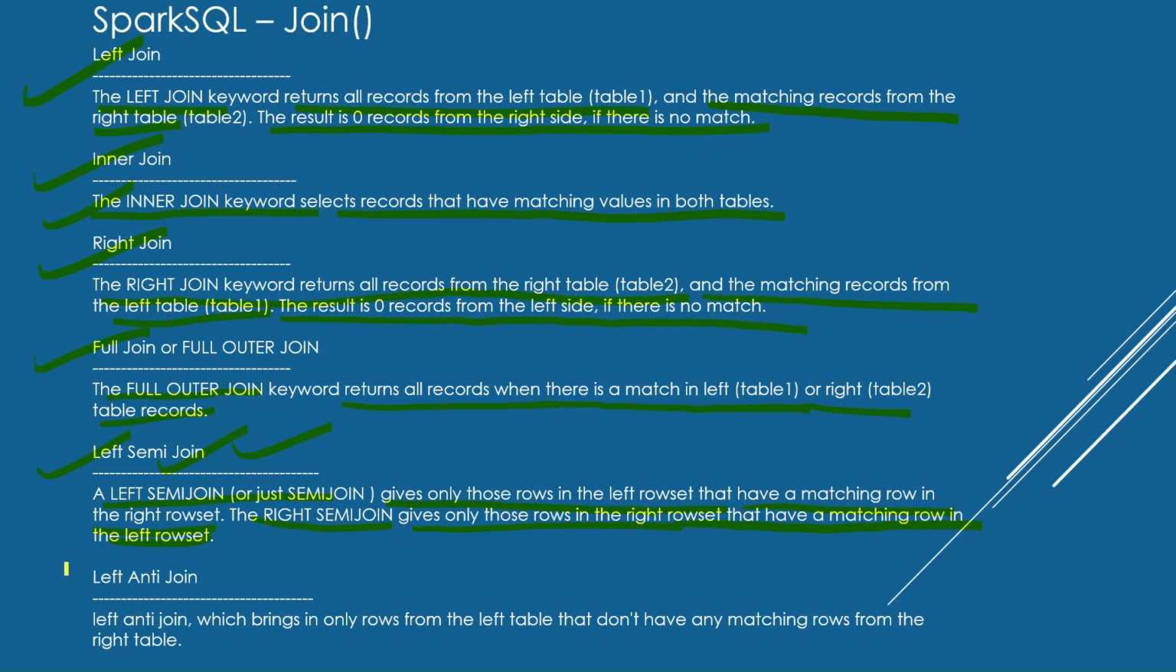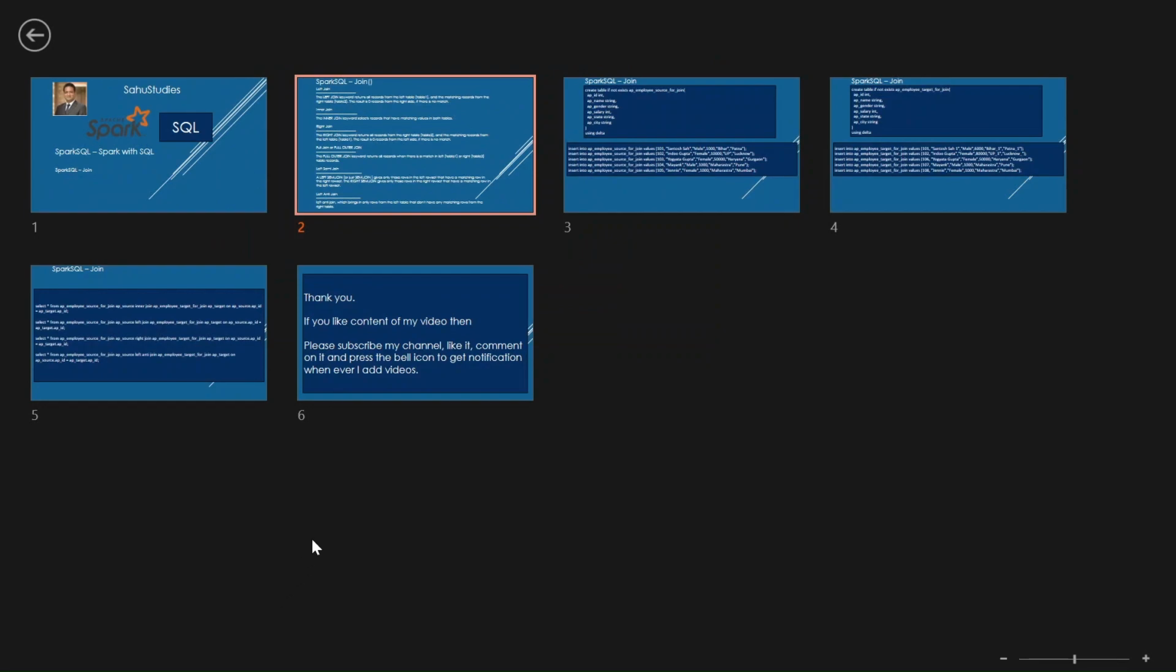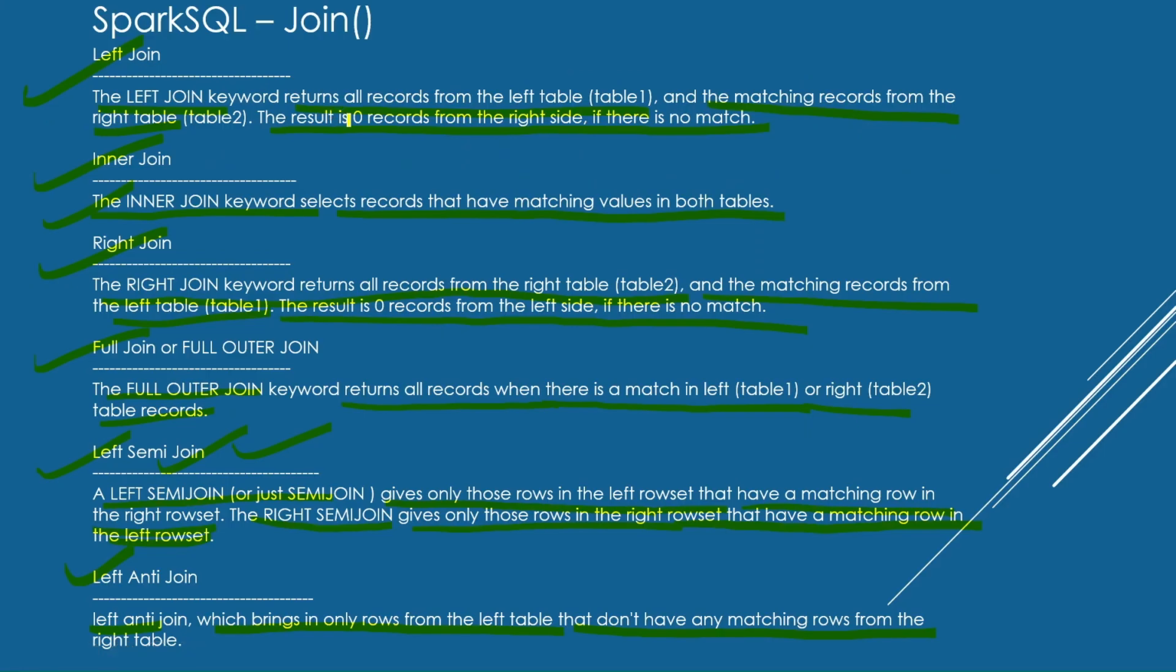And what is the left anti join? Left anti gives only the rows from the left table that don't have matching rows in the right table. So what does it mean? Whenever we join two tables and the type of join is left anti, it will give the records from the left table only, those records that are not present in the right table.